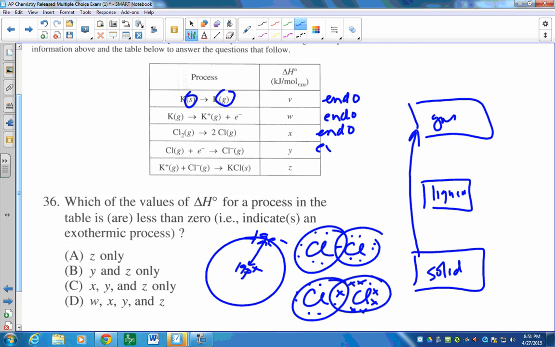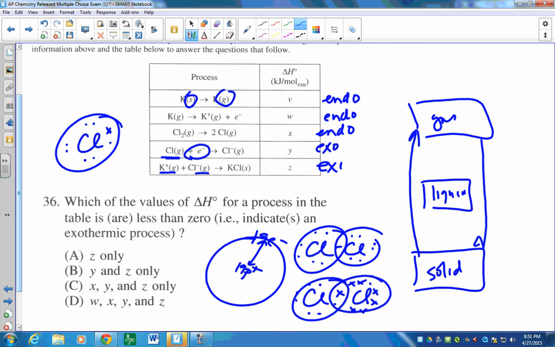Now, this is exothermic. Here's why. Chlorine has 7 valence electrons. When it gets an electron and turns into a chloride ion, it is excited. It's more stable to have 8 electrons in its valence shell than 7. And so when a chlorine atom picks up an electron, it becomes more stable, so it has to exit. And obviously, looking at my thing, opposites attract and 2 gases come together to become a solid. That's incredibly exothermic. And so the only 2 that are exothermic processes in my mind are Y and Z. And I better check that for 36. Yep.